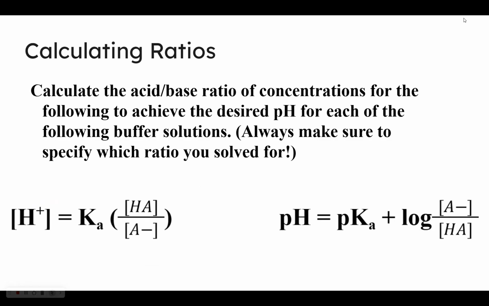You have to be worried about that in a multiple choice type problem, perhaps, to select the right answer that follows the formatting that they want. But I'll show you how easy it is to switch between them algebraically. It's not a problem. So there are always going to be two ways to solve for these ratios.